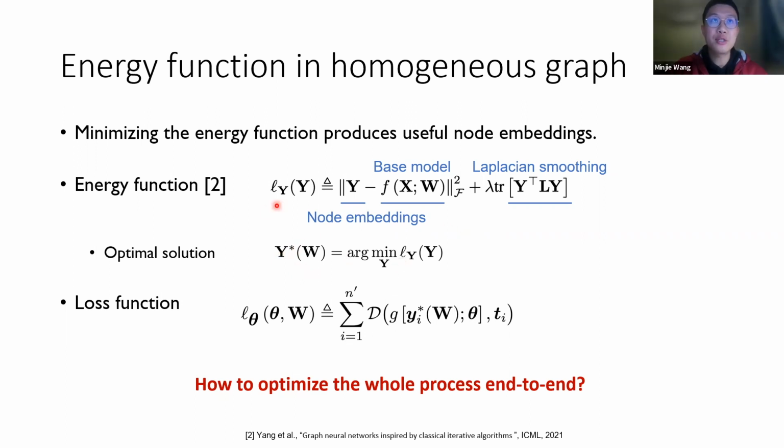We optimize this energy function at Y star, and then we know that Y star could be a very good candidate for the classification problem. So we can feed it into another loss function for classification. The difficulty here is, how can we optimize the whole process end to end? If we want to optimize this loss function, we need to backprop through the optimization process again. So it becomes a bi-level optimization process, and the challenge is how to optimize this.